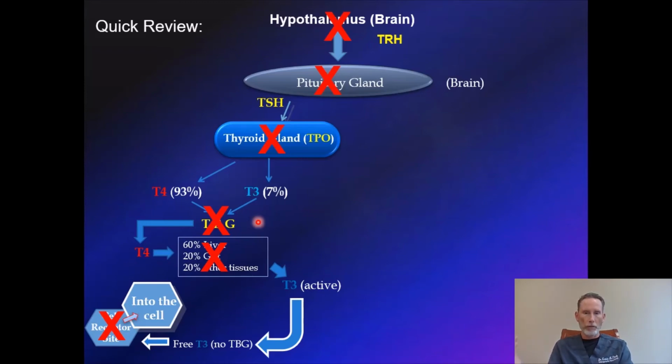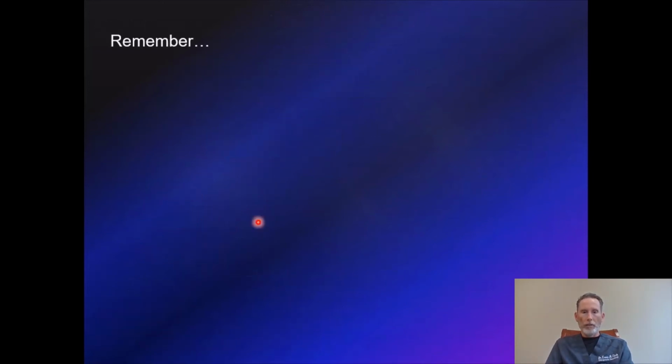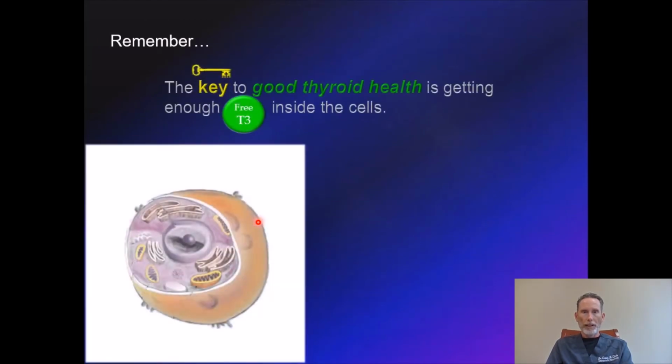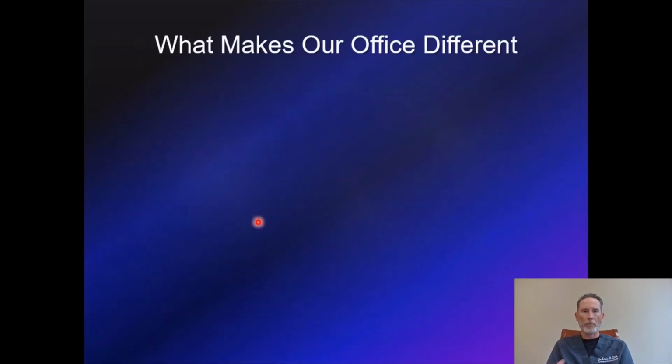So this is an overview of the six patterns where thyroid function can go wrong. Now, remember that the key is nothing happens until free T3 gets into the cell. And without that happening, you're not going to have anything happen as far as normal metabolism.